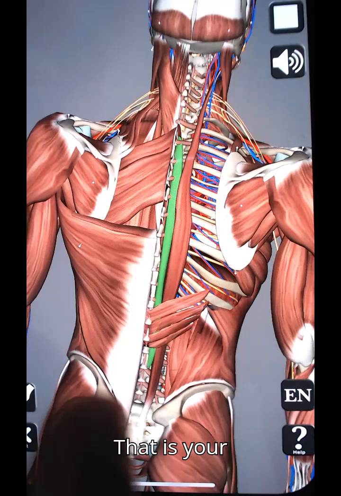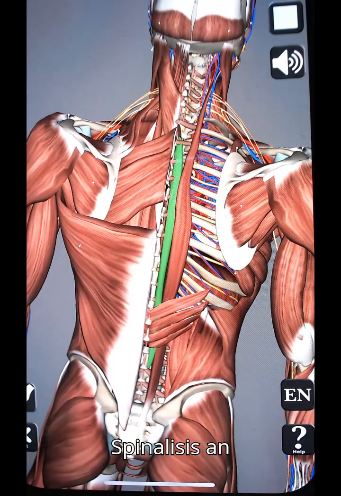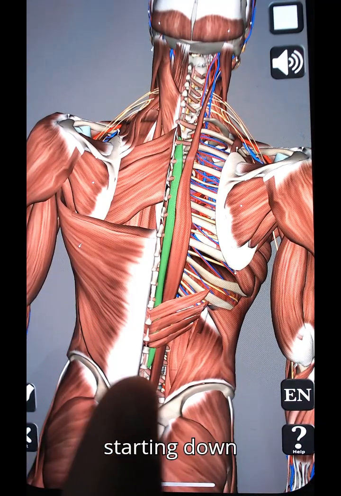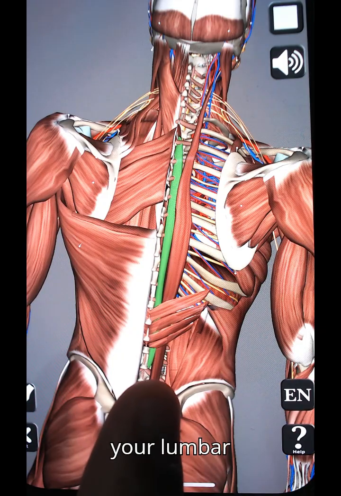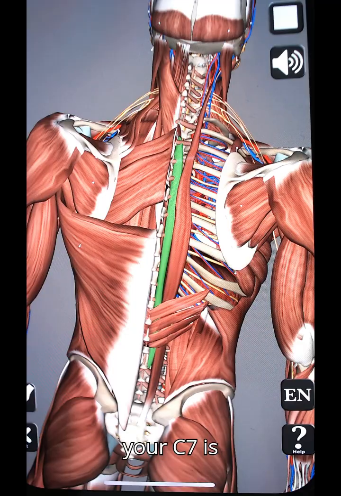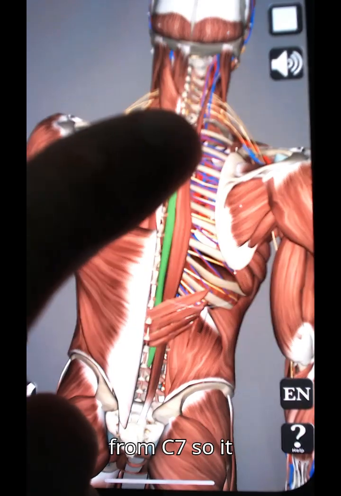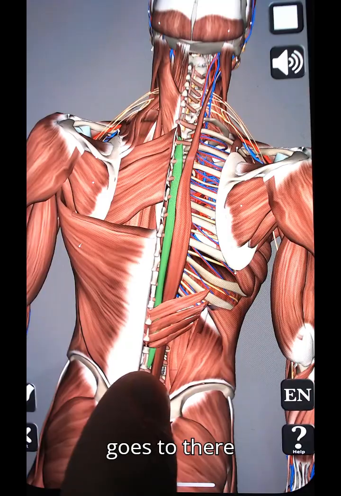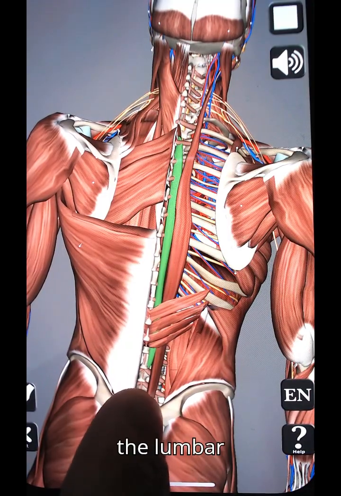Spinalis. That is your spinalis muscle. Spinalis is an interesting one. See, it's starting down here, right, all the way in your lumbar region, and it goes all the way over to here, all the way to your C7, which is actually the origin. It goes from C7, so it starts there really, and it actually attaches in the lumbar region.